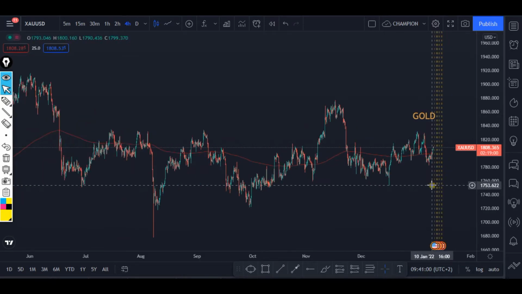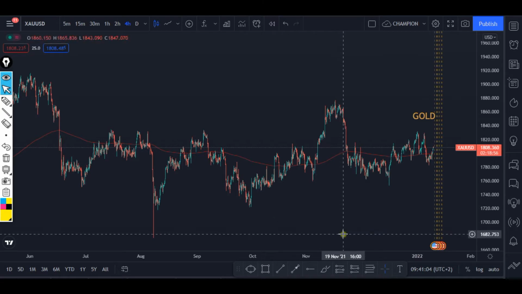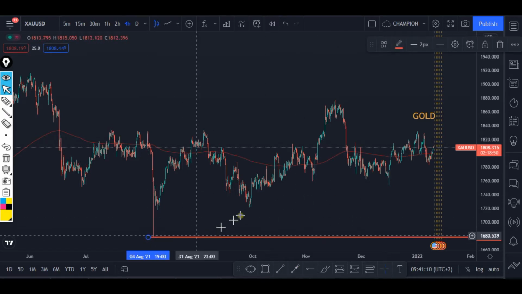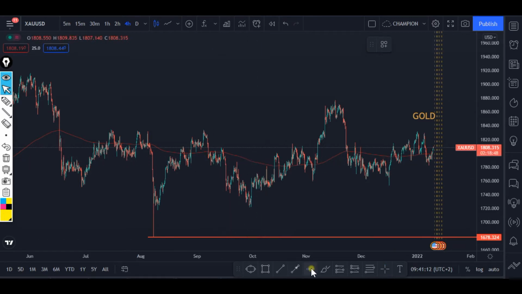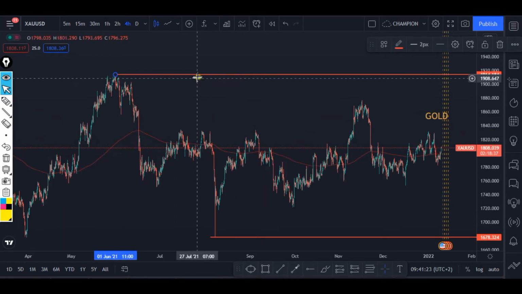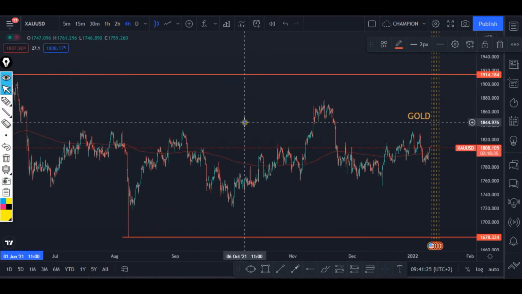So let's start by marking our lowest peak. This is our lowest peak. We will use our horizontal line, and after that let's mark our highest peak. This is our highest peak at the moment. I can see that this is our resistance, so the market is in the middle. Remember that we are on our 4 hourly time frame.